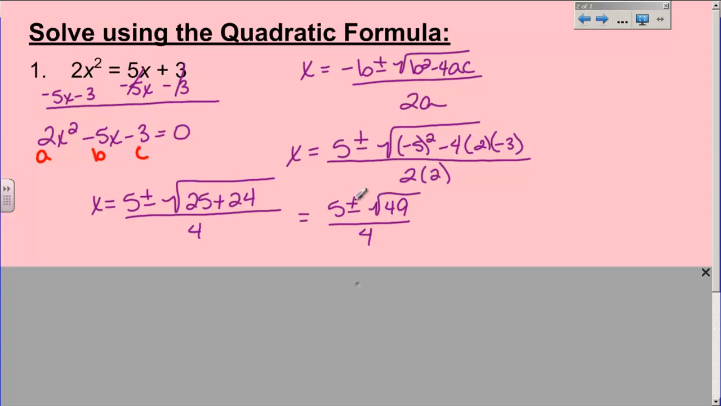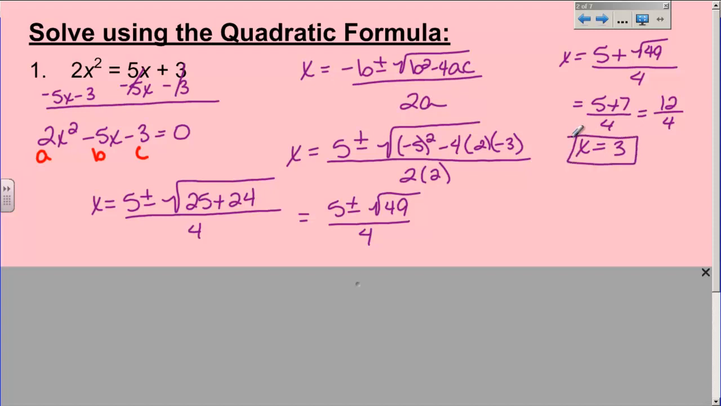Now this plus or minus tells me I have two problems to do. Problem number 1, I'm going to do 5 plus the square root of 49 divided by 4. Well, the square root of 49 is 7, so this becomes 5 plus 7 divided by 4, and 5 plus 7 is 12. 12 divided by 4 is 3. So one of my roots, the first one, is going to be x equals 3. So there is the first solution to this function.